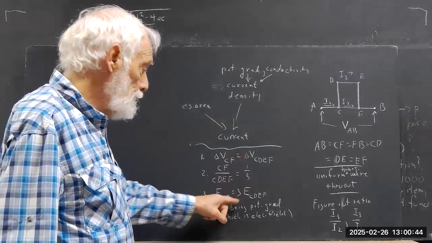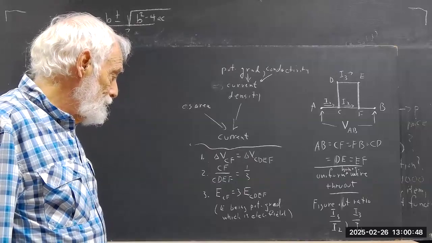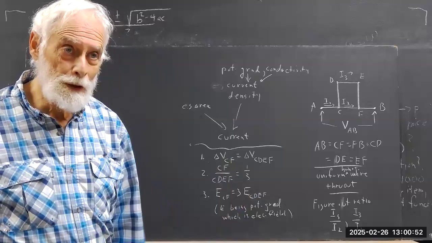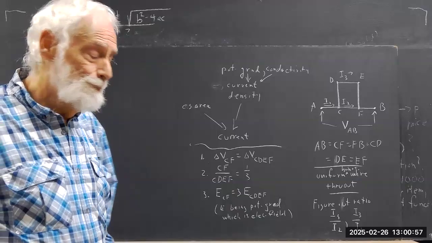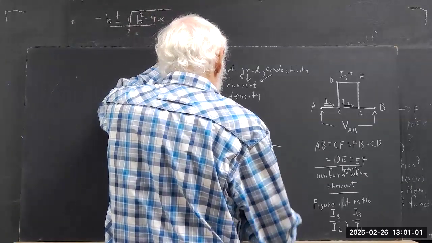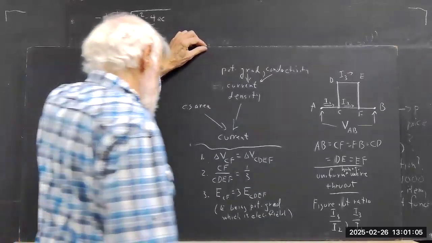Why do I have a 1/3 here and a 3 here? Okay. Well, it's because your electric field is inversely proportional to your potential gradient, but you need to think that. Okay. I'll probably make a note to that. And I think I said that wrong.